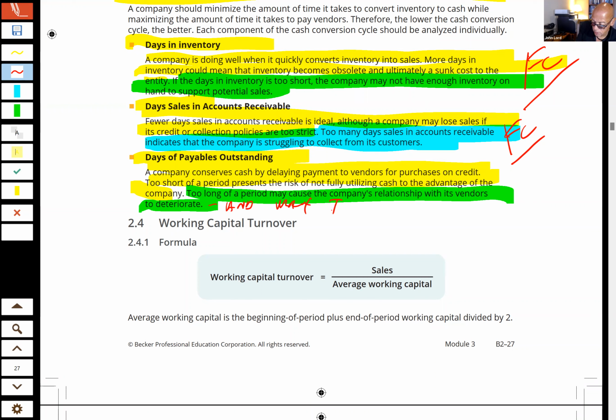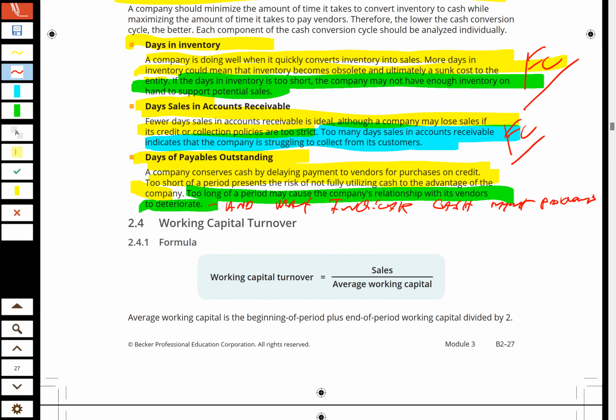may indicate cash management problems. I'll read that back to you. It also may indicate cash management problems. Maybe they don't have enough cash and they're having to take too long to pay these bills. Okay. May indicate cash management problems.